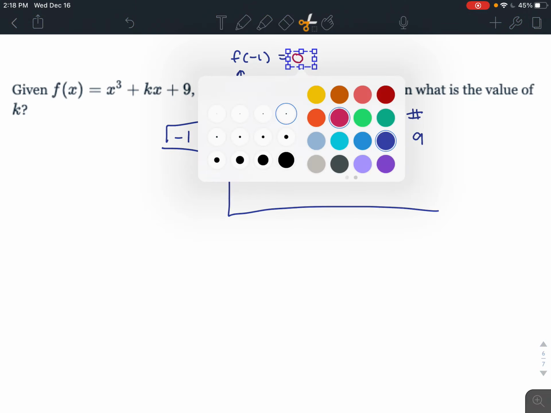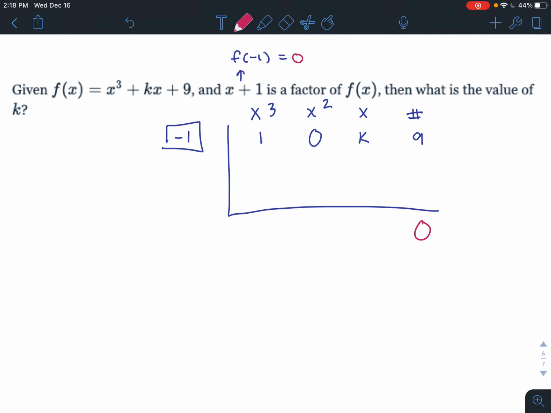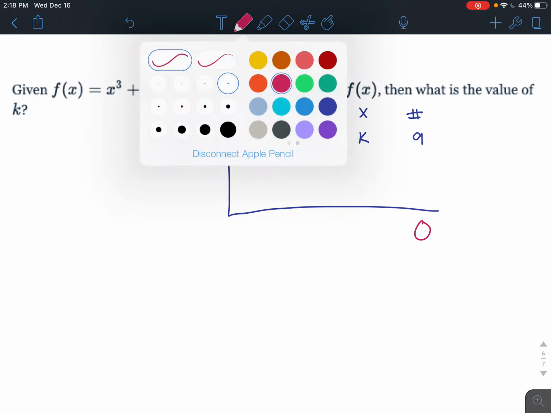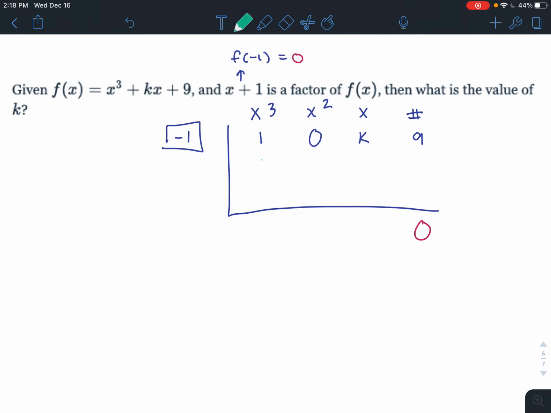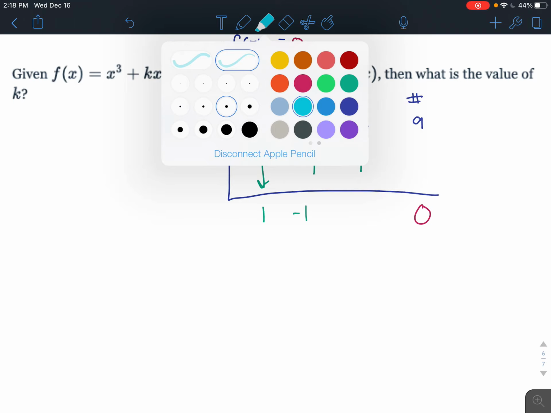And then I know that that is a 0, and that should go here. So again, I'm going to work forwards to start until I get stuck with the k. So drop the 1 and multiply, add down, multiply again and get +1, and now I'm stuck. I don't know what to do.